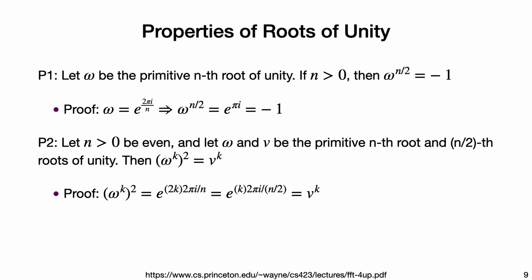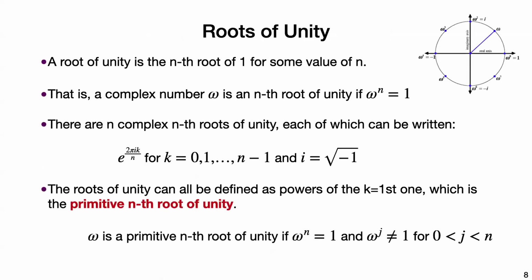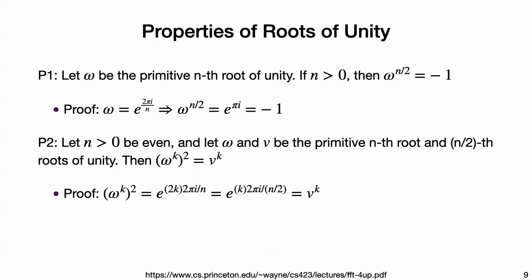Using that, given that omega is the primitive nth root of unity, we know that raising omega to n will be 1. And here we use properties of complex numbers to show that if you raise that thing to n over 2, rather than raising it to n, you'll get -1. In the picture, n is equal to 8 in this example, so omega to the 8 is 1. And then on the other side, omega raised to 4 is -1. And we get that just by plugging in the definitions.